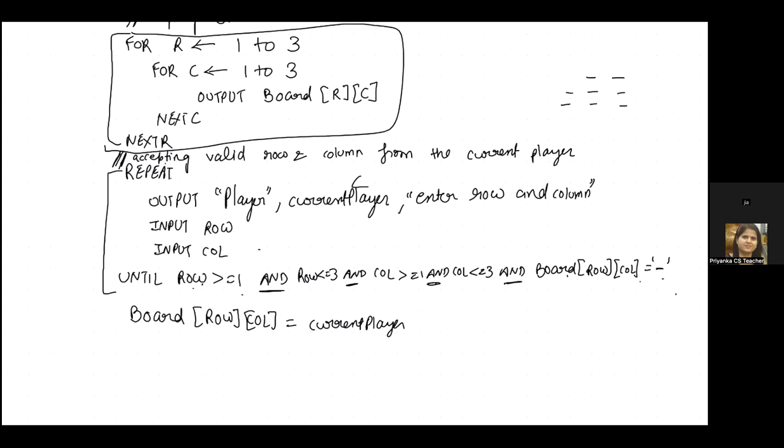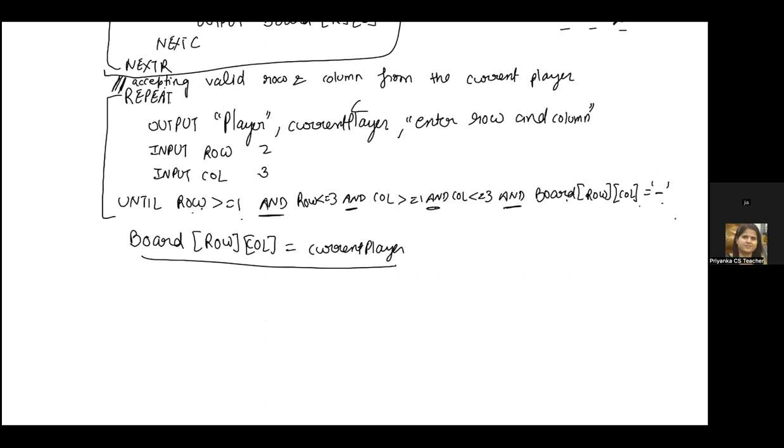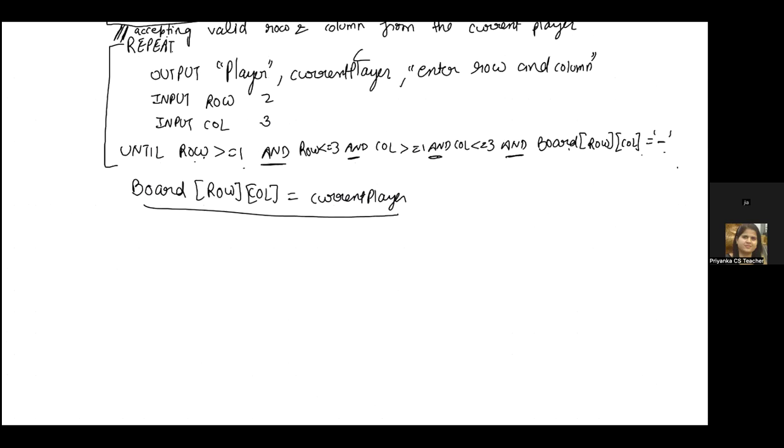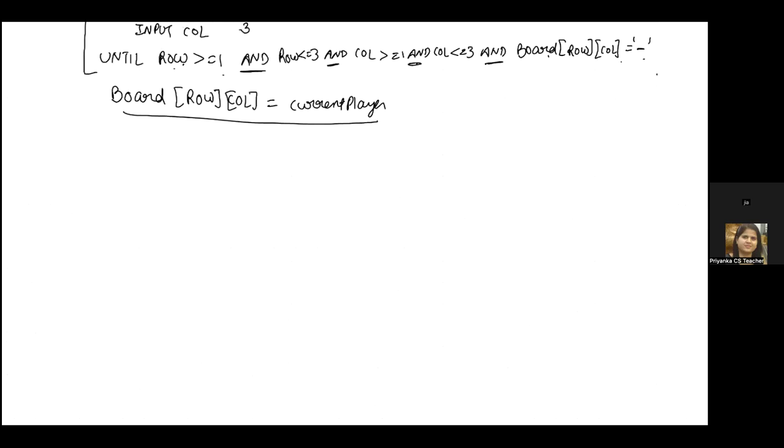Let's say the first time row is 2 and column is 3. So the meaning of this line is that X will be copied here at this position. Now, whatever character you are putting in your 2D array, after every insertion you should check the possibility of game over. So now, in the next part, we will check the winner.